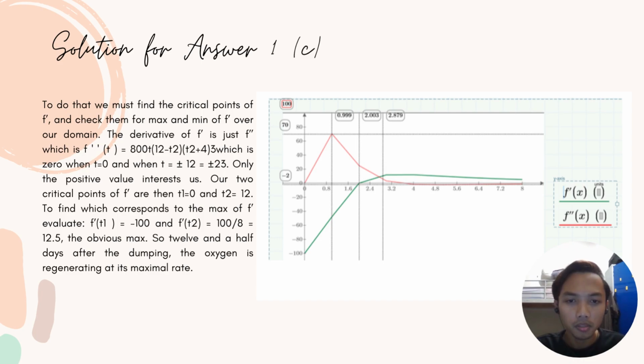To find which corresponds to the max of f prime, we evaluate f prime at t1 equal to negative 100 and f prime at t2 equal to 100 over 8, which is 12.5, the obvious max. So 12.5 days after the dumping, the oxygen is regenerating at its maximum rate. Okay, that's the solution for answer 1C.